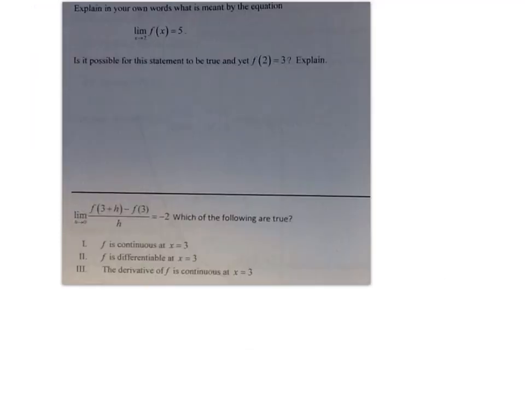All right, next it says, explain in your own words what is meant by the equation, the limit as x approaches 2 of f of x equals 5. So you might want to pause and attempt to do that on your own, in your words instead of mine. So if I were going to do that, I would say, as my function gets closer and closer to the x value of 2, the y value gets closer and closer to 5. That's in my own words, not technical math lingo.